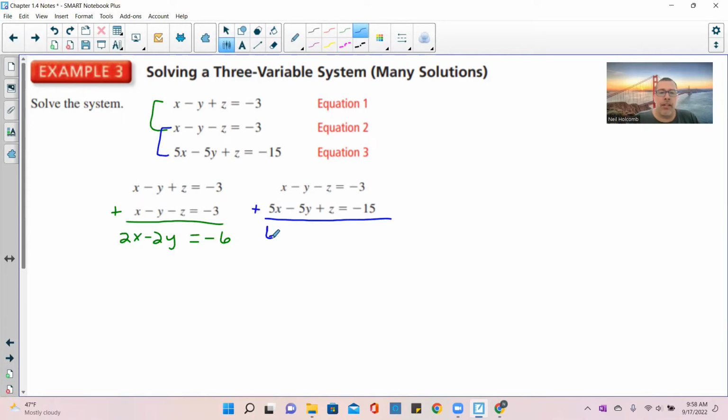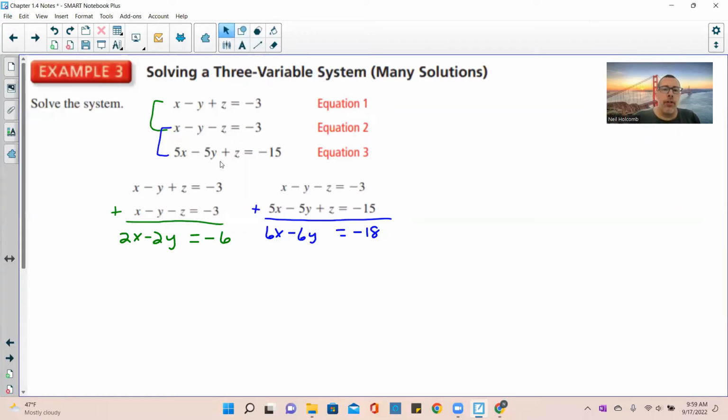X plus 5x is 6x. Negative y plus a negative 5y is negative 6y. Negative z plus z is 0. Negative 3 plus a negative 15 is negative 18. So I get 6x plus 6y equals negative 18, and 2x minus 2y equals negative 6.